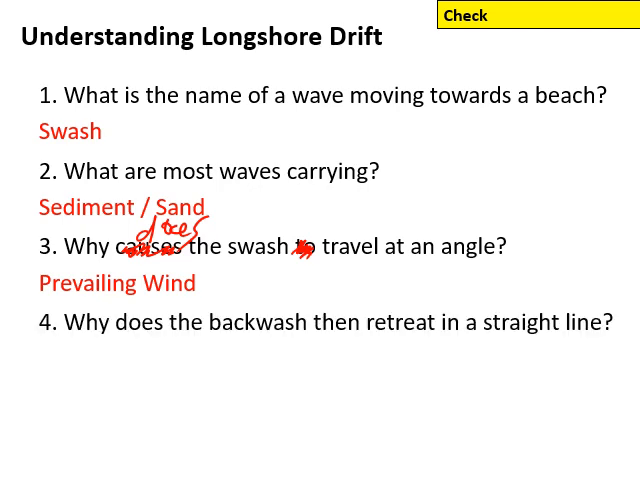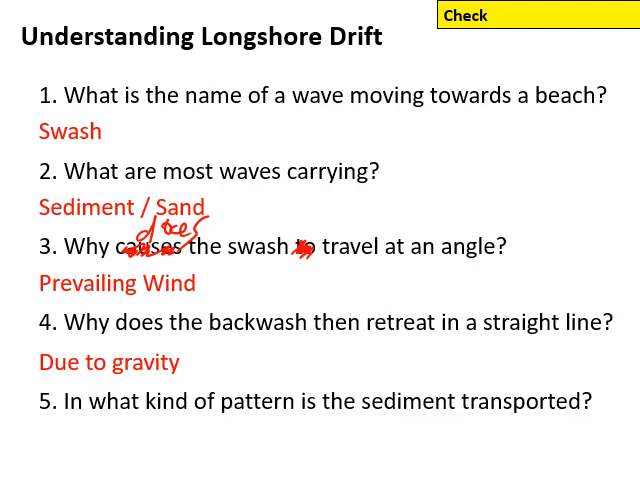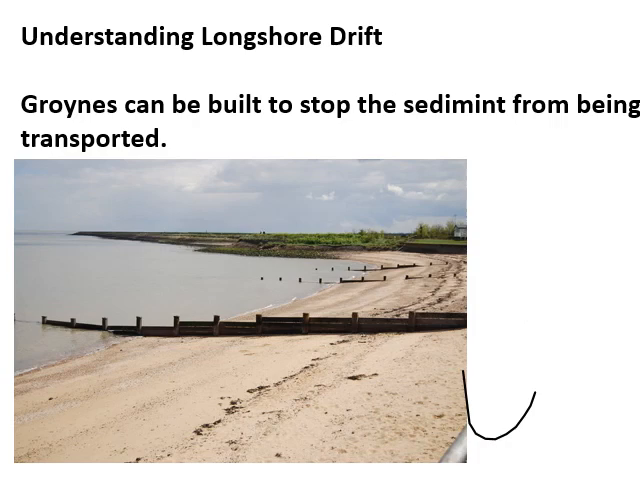Why does the backwash then retreat back into the sea in a straight line? Okay, this is gravity that brings it back in a straight line. And what kind of pattern is the sediment transported along the beach? In a zigzag pattern.